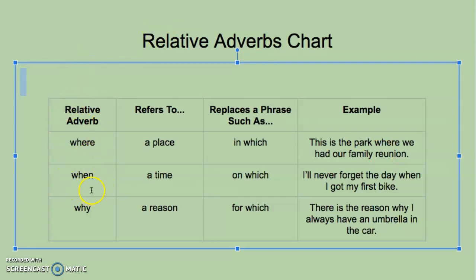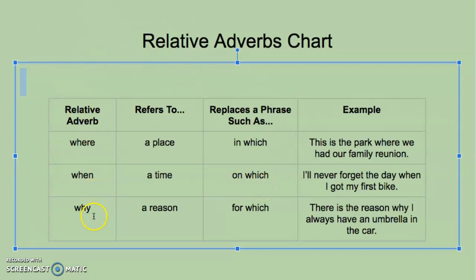The relative adverb when refers to a time, replaces a phrase such as on which. I'll never forget the day when I got my first bike. The phrase when I got my first bike gives more information about the day that they forgot, and it sounds less formal than on which.